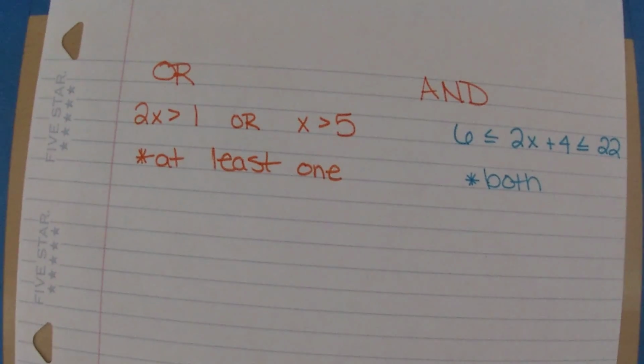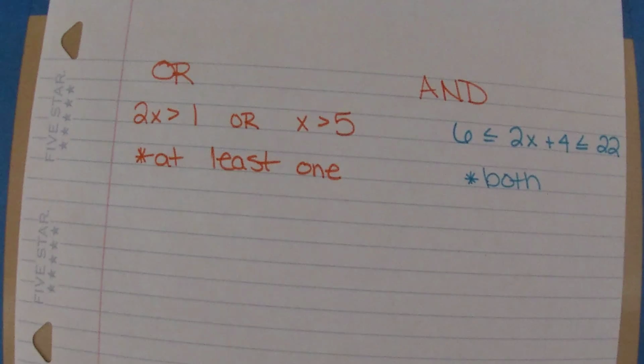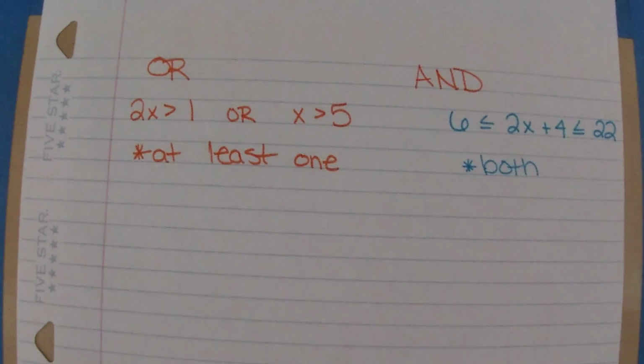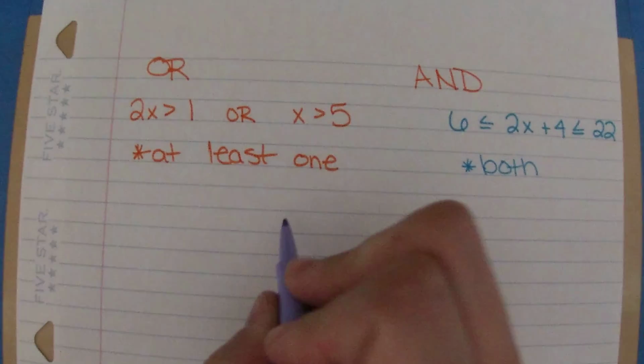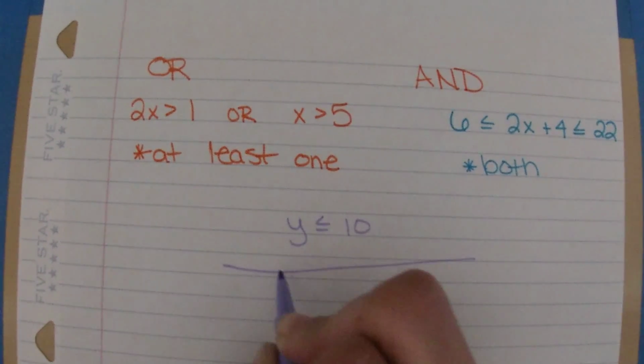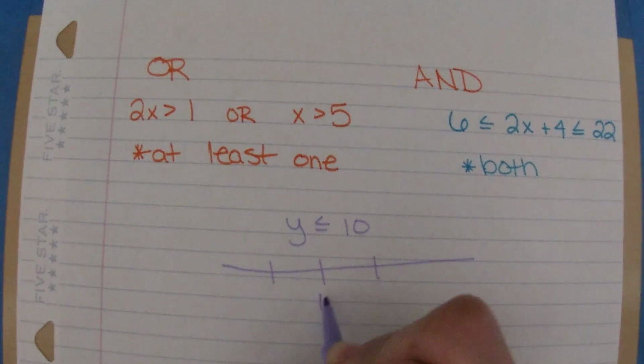Okay, so let's say we have something like, well, first let's just do our graphing rules. Maybe that's a better starting place. So let's say we wanted to graph something like y is less than or equal to 10, right? Remember we had, that's a terrible line, but let's pretend.